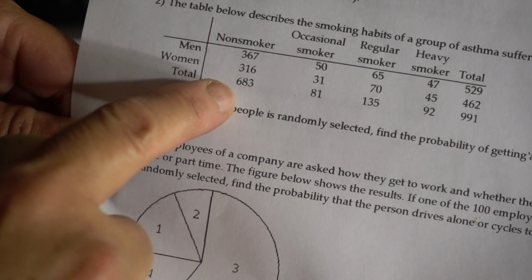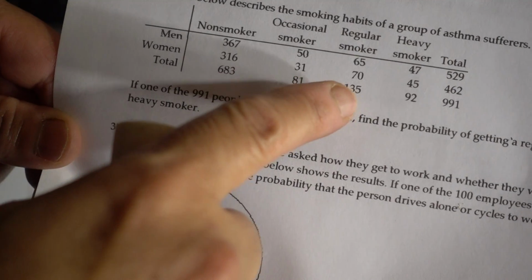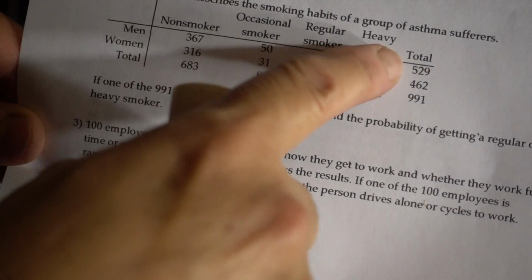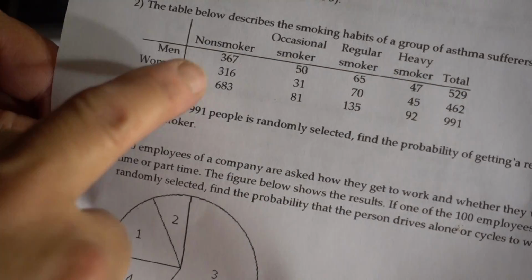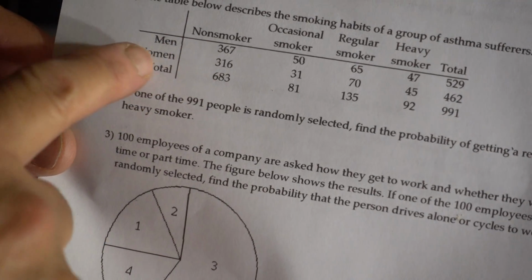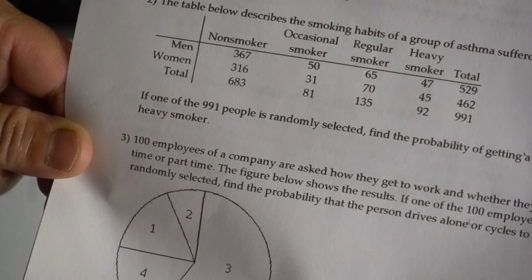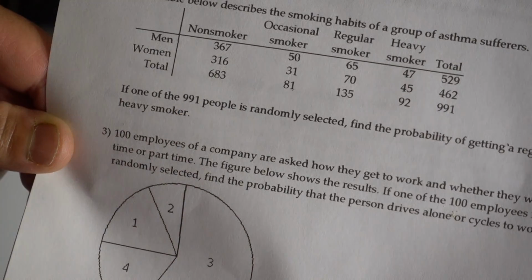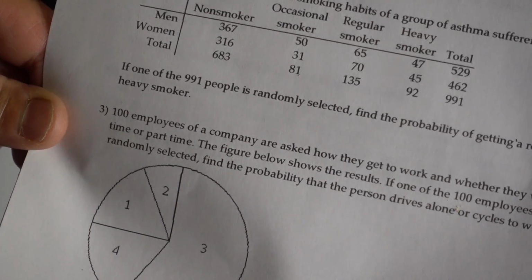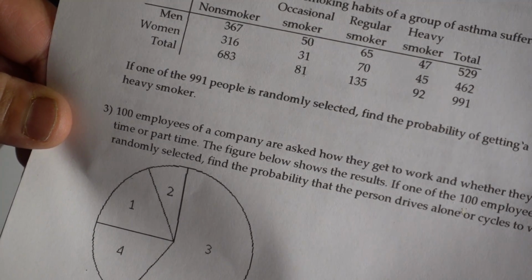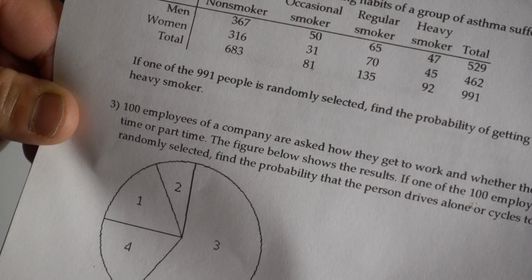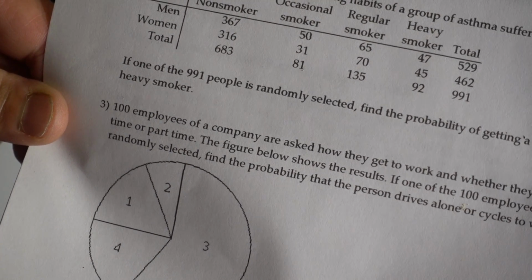This is the addition of these two amounts: 683, 81, 135, 92. The sum of the first row is 529. The sum of all the women is 462, and the total is 991 altogether. If one of the 991 people is randomly selected, find the probability of getting a regular or heavy smoker.